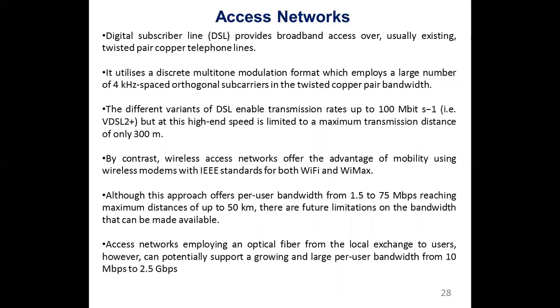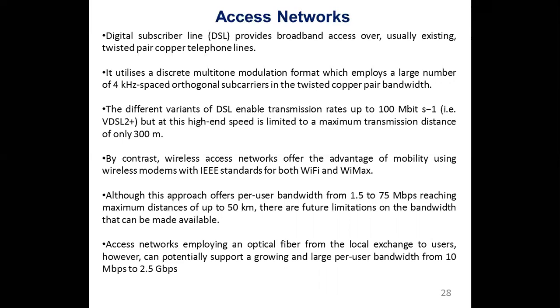DSL lines are the best examples of access networks, and they provide broadband access over usually existing twisted pair telephone lines. It's one of the most basic. It will provide transmission rates up to 100 Mbps, but the transmission distance for this high rate is only about 300 meters. You can use the wireless access network using both Wi-Fi or WiMAX. This will offer about 1.5 to 75 Mbps, and the distance can be about 50 kilometers. But there are different limitations on the bandwidth if you're using the wireless access network.